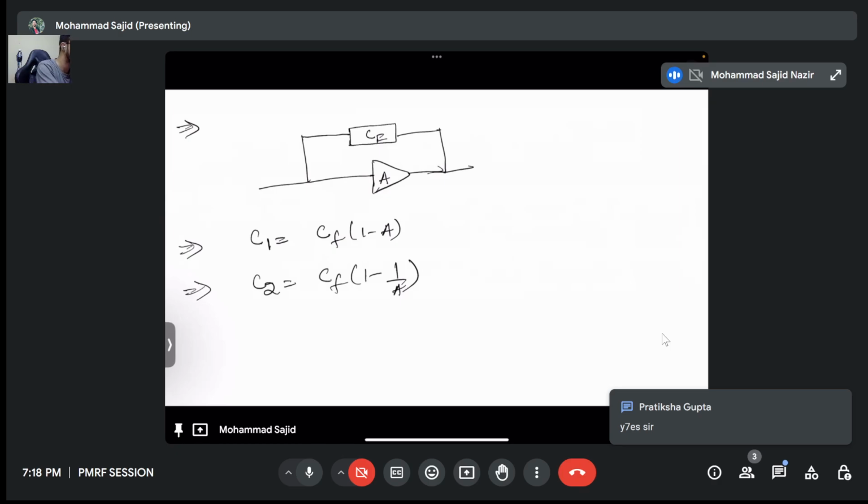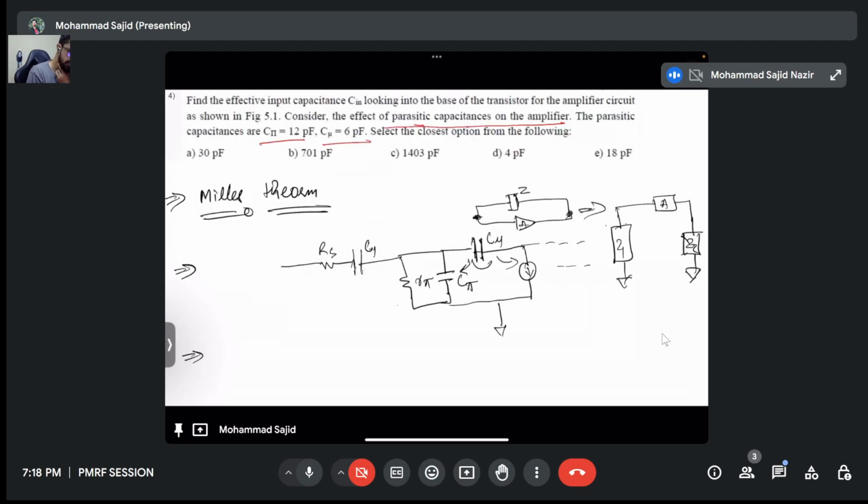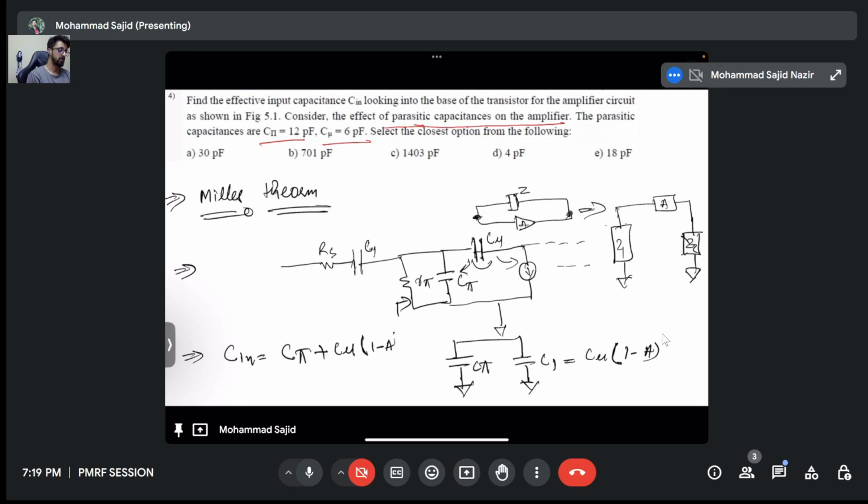Then using this formula for this question, we can write C in. What will be C in? Now C in is this capacitance here, that is C pi, plus the contribution from the C mu to this C pi, which will be like this. This will be C pi, and there will be a capacitance C1 here, which is given by C mu(1 minus A). And know that capacitances in parallel add like this, right? Resistances in parallel and capacitances in series have the same formula. Similarly, capacitances in parallel and resistances in series have the same formula. So this will be the formula for the total input capacitance.